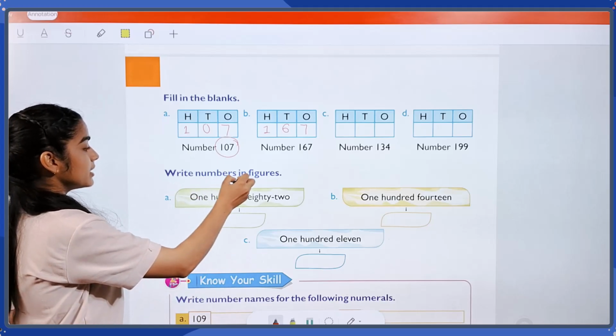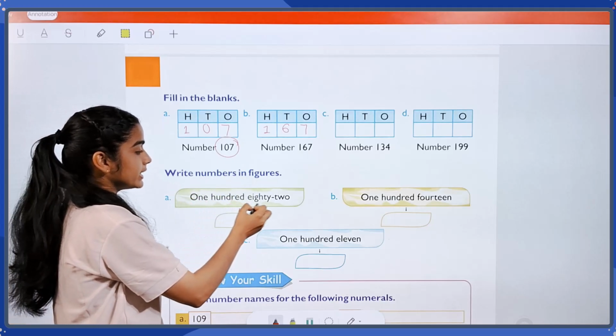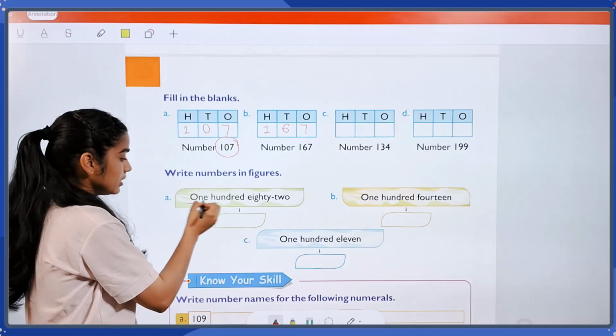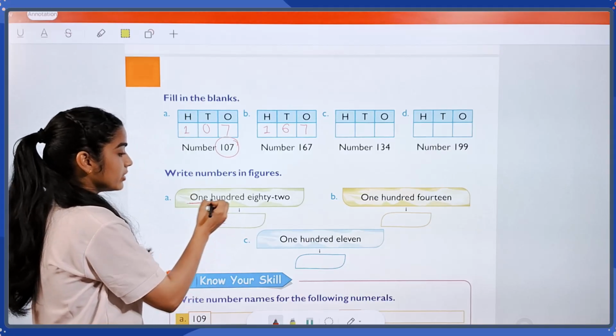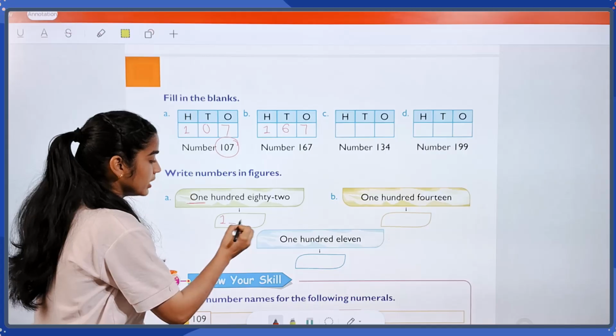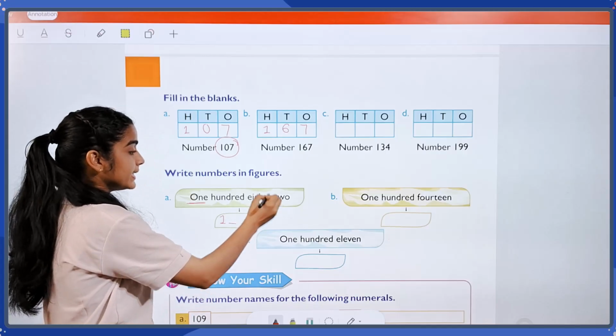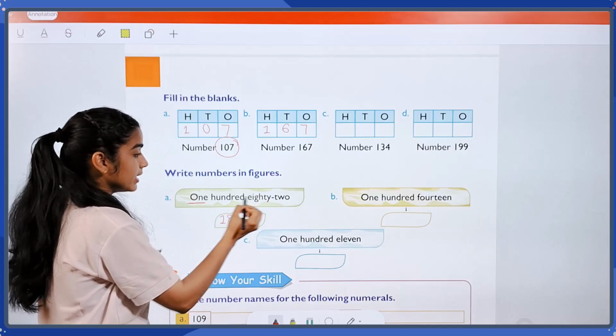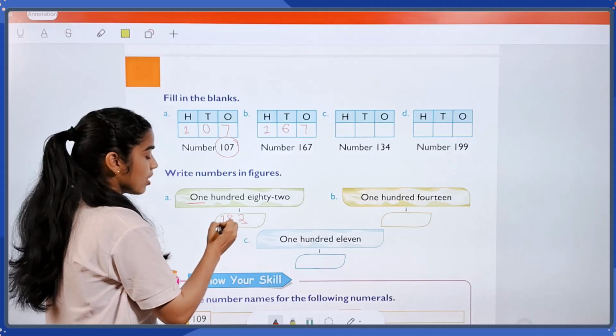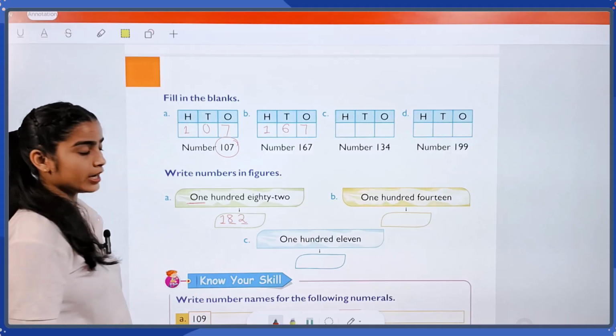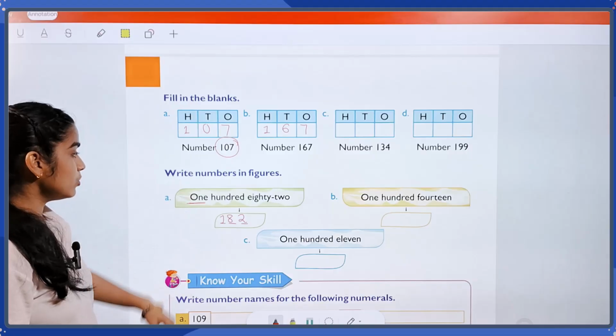Write the numbers in figures. 182. So first we have 1. So we write 1. In 100, how many zeros do we have? 2. So 1, then 2 zeros. Now we have 80. 80 means 8 and then 2. So we write 2. 182 is the correct way to write words into numerals.